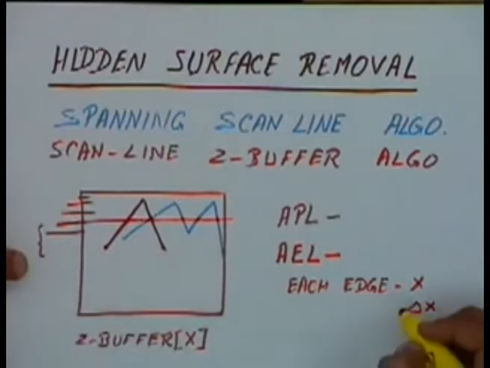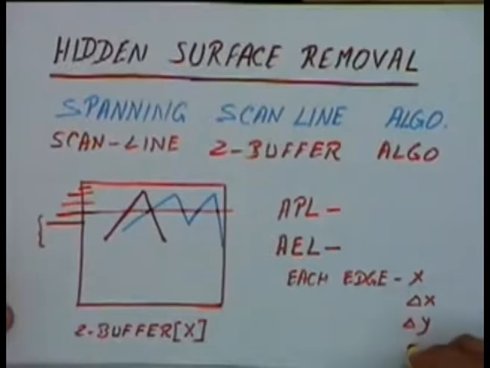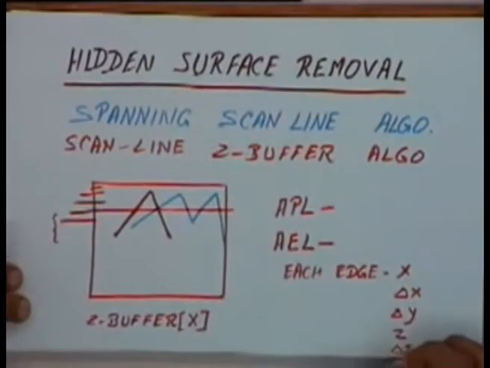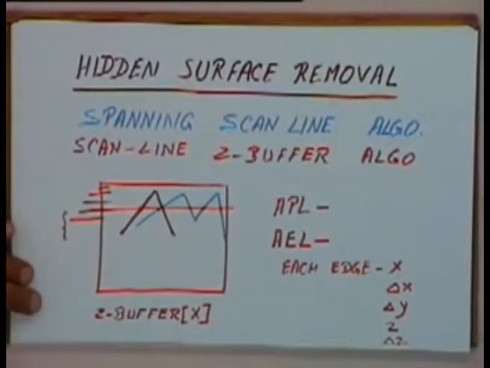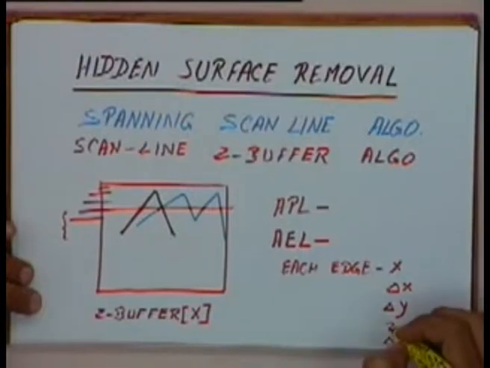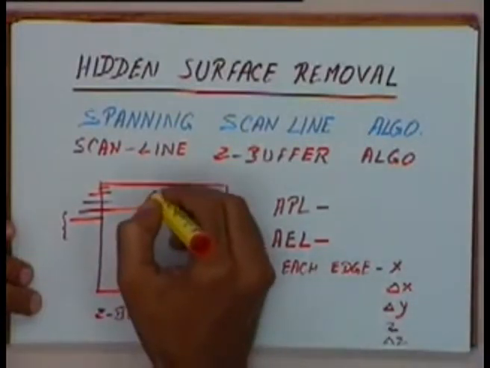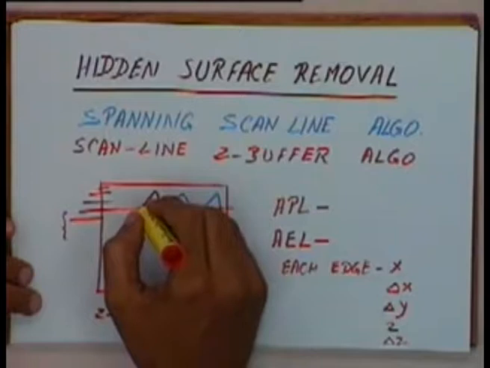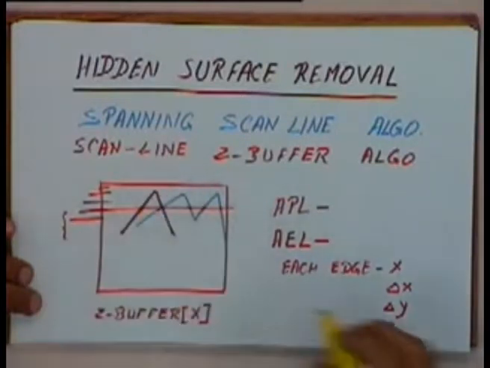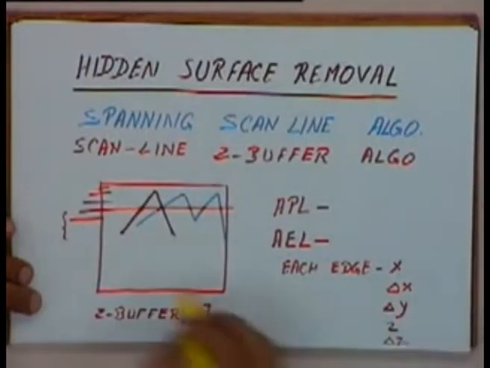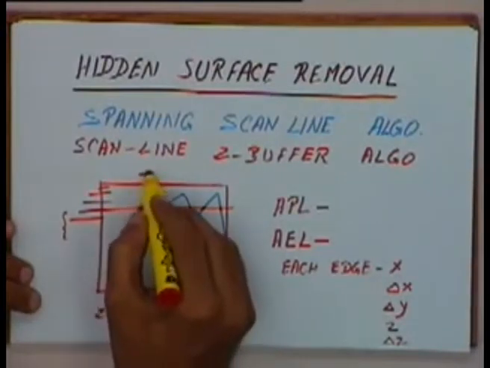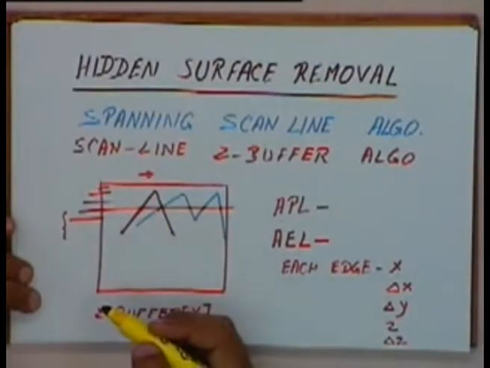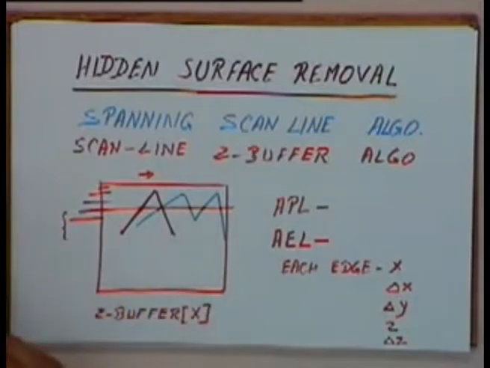Now in this case, in addition to delta x and delta y, we will also maintain a z and a delta z. This z value would be the depth of this edge, the z value for this edge at this intersection point. And this delta z will be the change in this depth value as we move in the x direction.